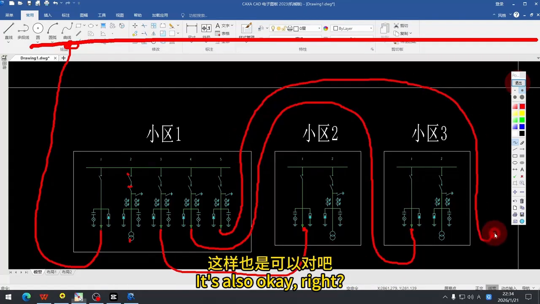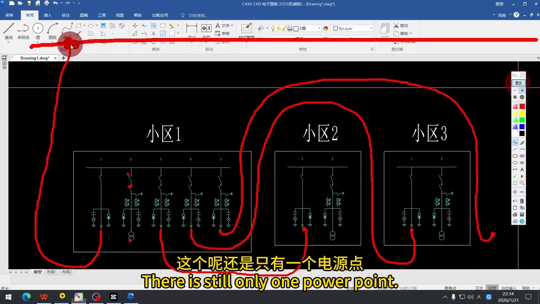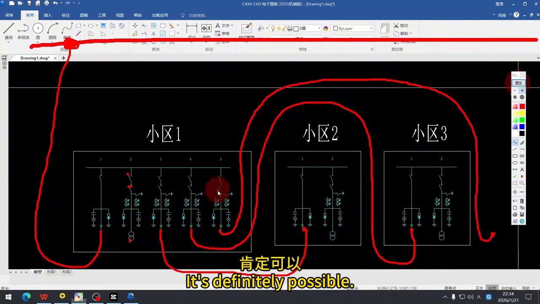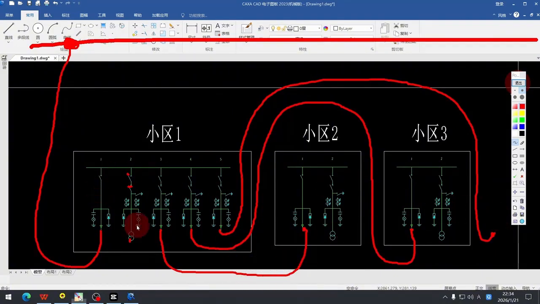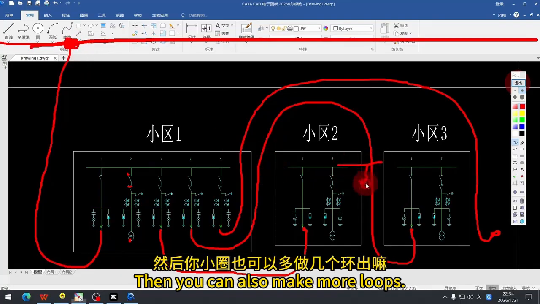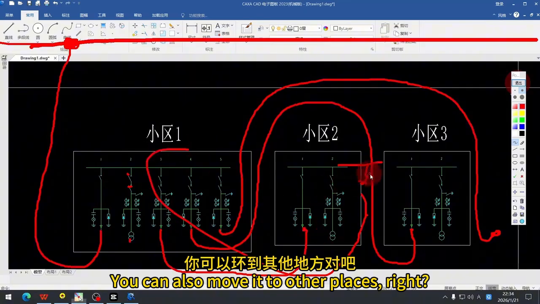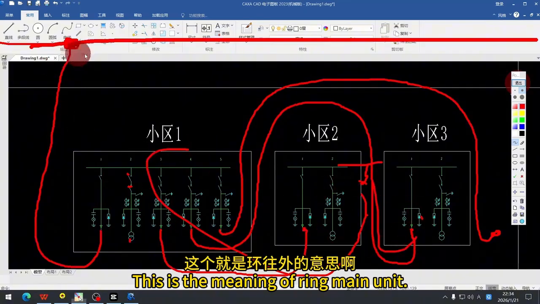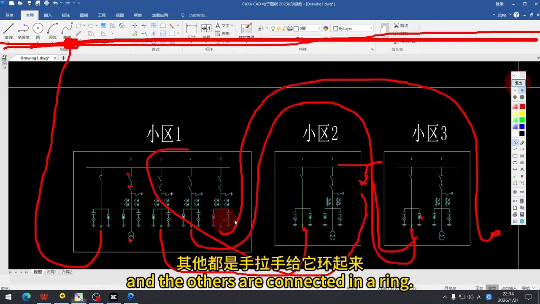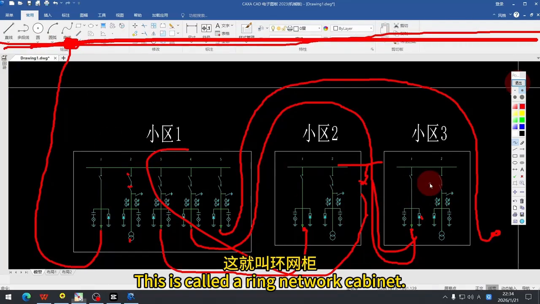It's also okay, right? There is still only one power point. It's definitely possible. This is the meaning of ring main unit, which means connecting them together in this way. We only need one power point on our pole. Then you can also make more loops. You can also move it to other places, right? This is the meaning of ring main unit. Four cables only need one power point, and the others are connected in a ring. This is called a ring network cabinet.